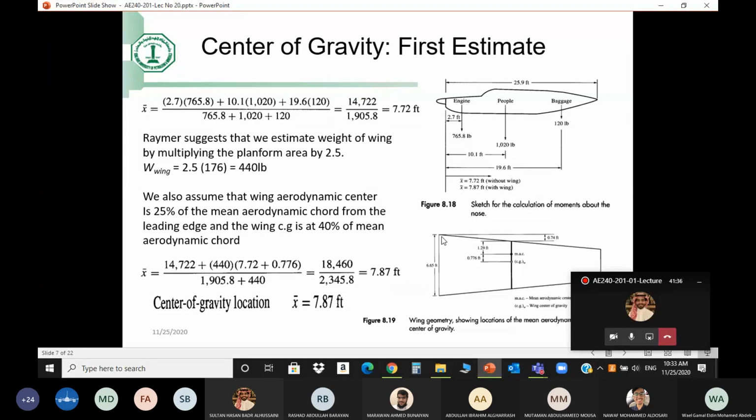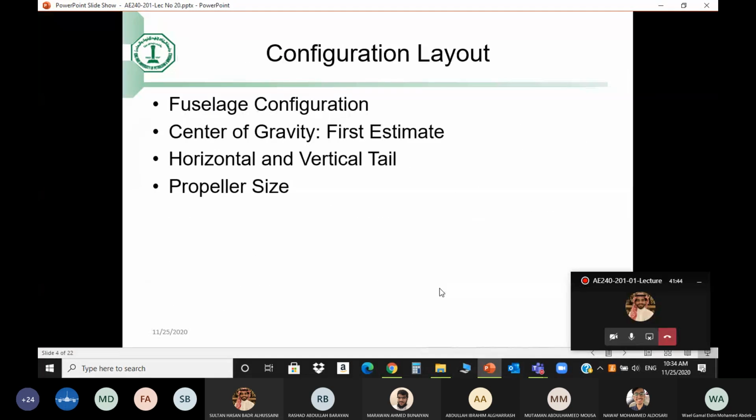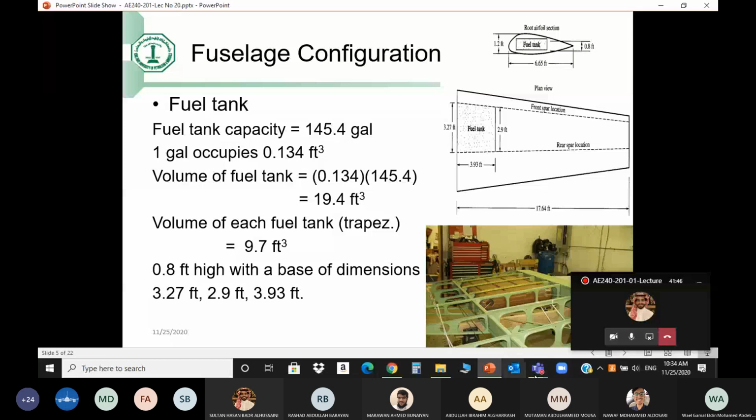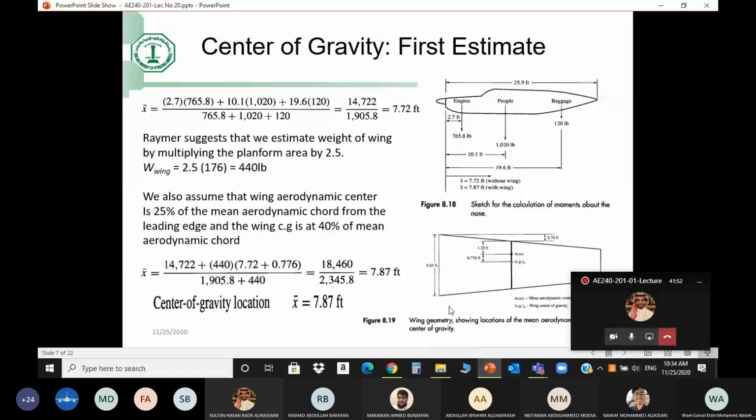Now, why is it difficult? Why can't we get it from SolidWorks? Because if you draw the wing in SolidWorks, it will give you the weight of the solid wing. But as you see here, the wing is not solid. It depends on how many stringers, booms, thickness, and so on. We don't have that yet.